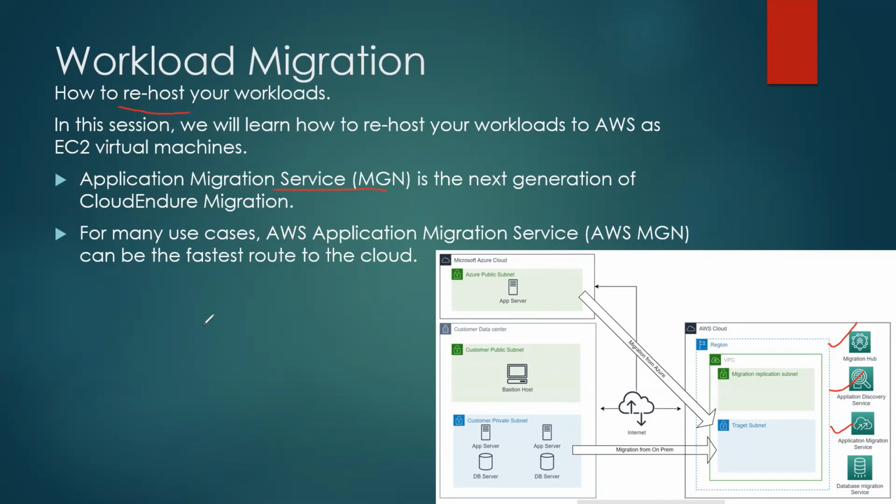For many use cases, Application Migration Service is used because this is the fastest route to the cloud. Customers have challenges and pain points, and they want to migrate some of the servers to the AWS cloud as quickly as possible. In that case, we will use Application Migration Service, although there are other options, like importing servers or SMS. In this series I am covering Application Migration Service, which can be used in most use cases.